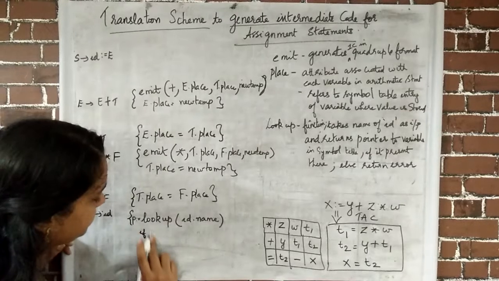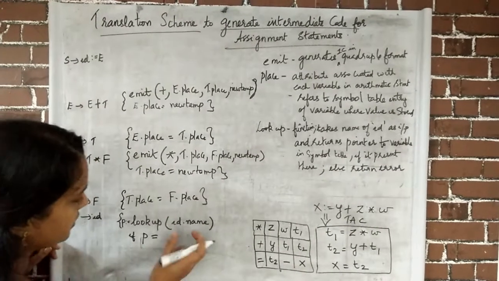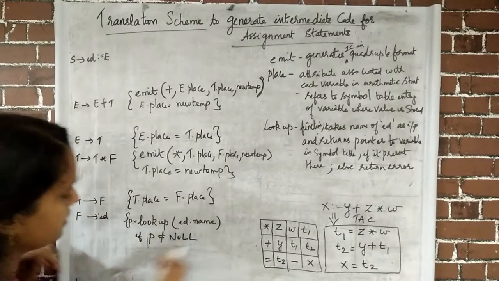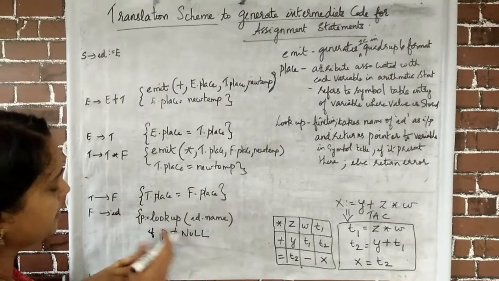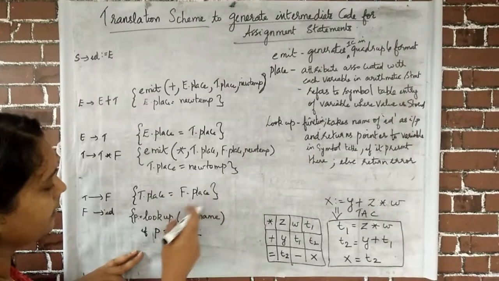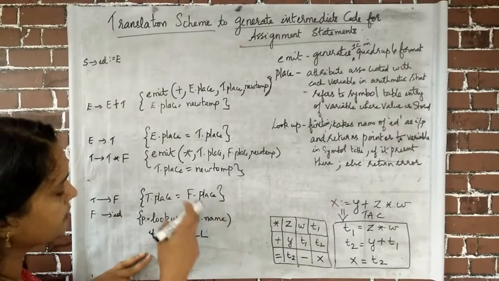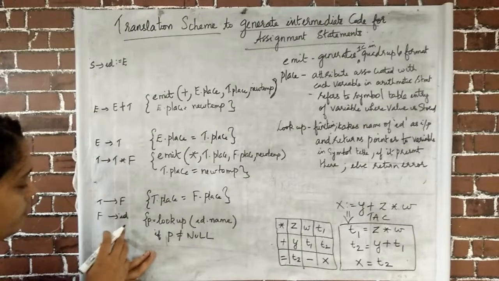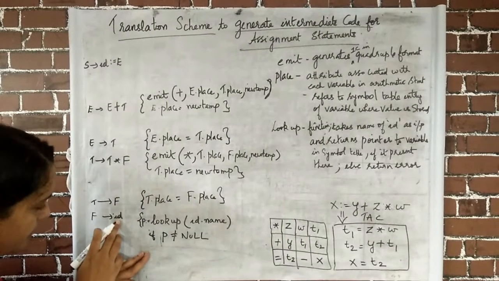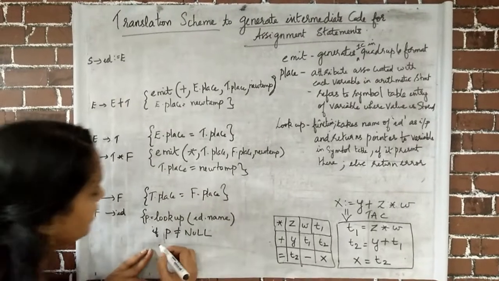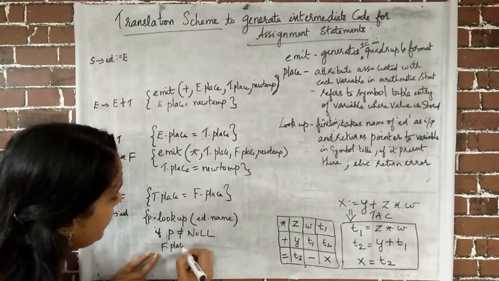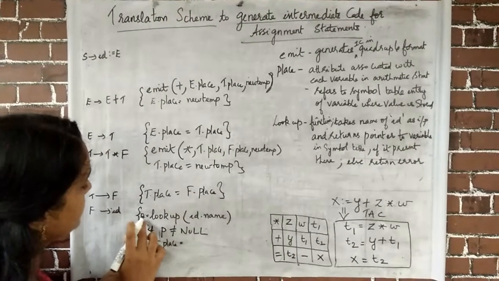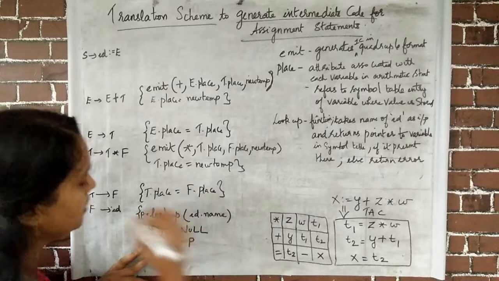And if p is not equal to null, that means an id name, some x, y or z, is present in the symbol table, right? If p is not equal to null, then what we have to do? We have to just assign the value of that to f, right? Then f.place is equal to id, now its pointer is available in p. f.place is equal to p.